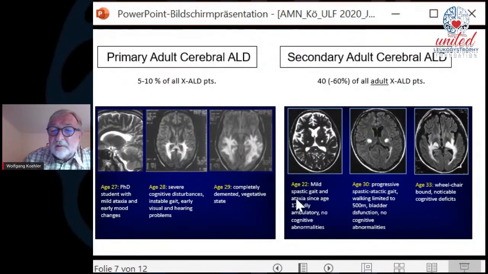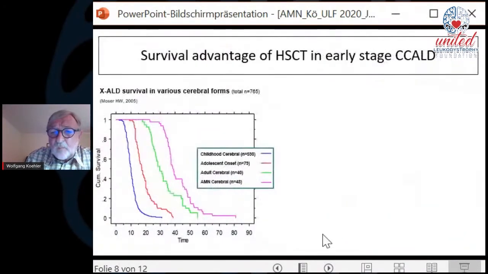This is in contrast to the secondary adult cerebral ALD. Here, an example of a 22-year-old male who had a spastic gait and walking disabilities for many years, when he then suddenly developed some more progressive disease and some cognitive abnormalities. At that point in time, the disease is progressing very much, and we have to determine this point in time, because this is very important, when the cerebral disease starts.